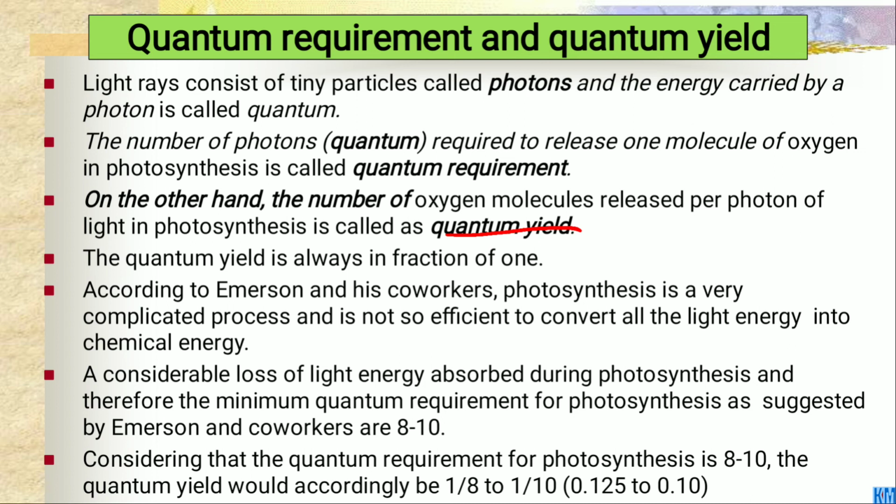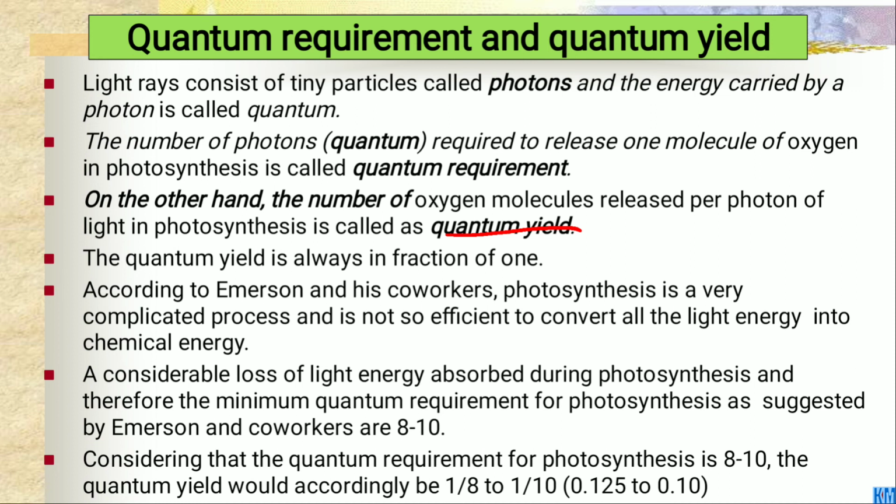According to Emerson and his co-workers, photosynthesis is a very complicated process and is not so efficient as to convert all the light energy into chemical energy. A considerable loss of light energy absorbed occurs during photosynthesis, and therefore the minimum quantum requirement for photosynthesis, as suggested by Emerson and co-workers, is 8 to 10.